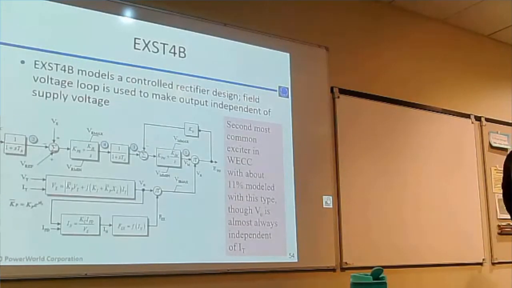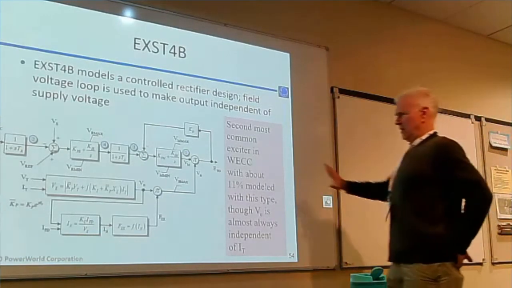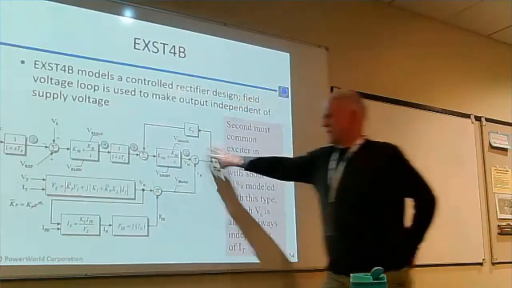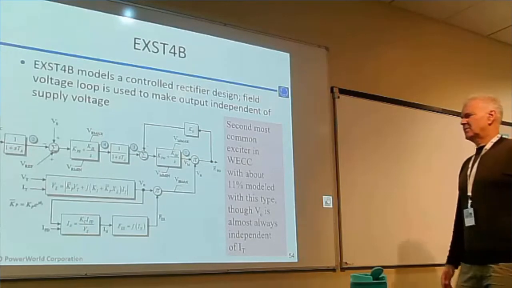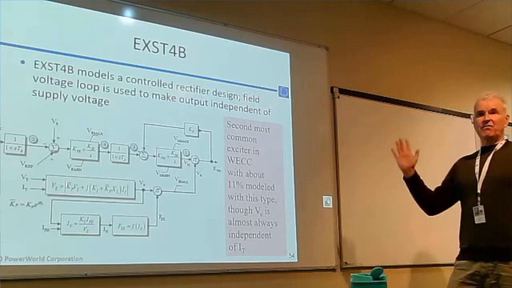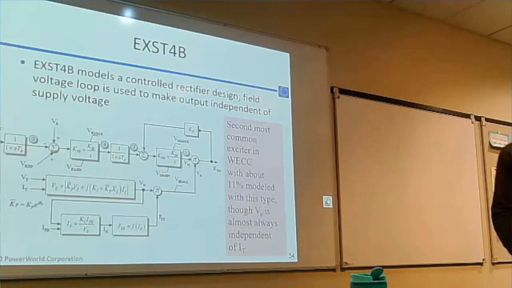There's another common one, the EXST4B. They're a controlled rectifier design. Field voltage loop is used to make the output independent of the supply voltage. So it's a very designed system where you can kind of almost represent whatever you want with this in terms of the response of the device. But they're very fast responding devices.